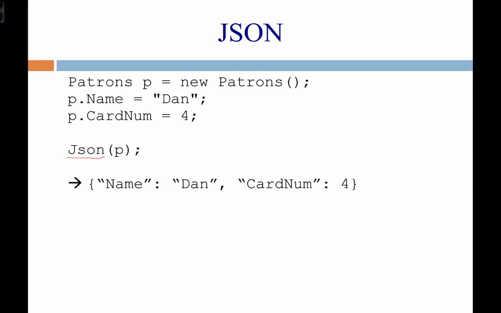It automatically determined these field names just based on the field names in the patrons object. It has something called name and something called cardnum. You automatically get the curly braces, the quotes, colons, everything in a valid JSON form. So this is just a simple example, though, with a hard-coded patron. In reality, we're going to be doing this with LINQ queries.